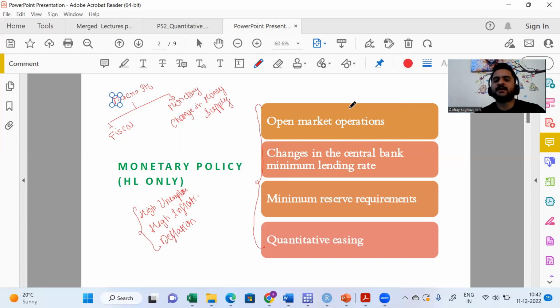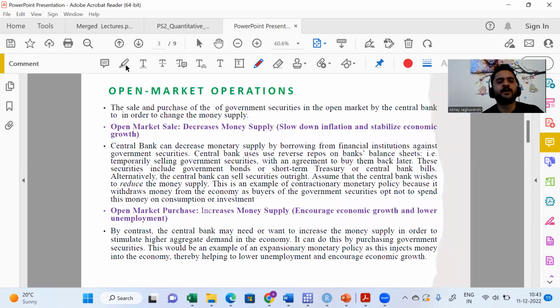In that, we will be understanding how changes in the open market operations, the central bank minimum lending rate, the minimum reserve requirement, and quantitative easing allow the central bank to change the money supply in the economy. Once the money supply is changed, it has an impact on consumption and investment patterns, which in turn has an impact on aggregate demand, and hence on output and inflation. These variables get impacted in the economy. So now let's begin with the open market operations.